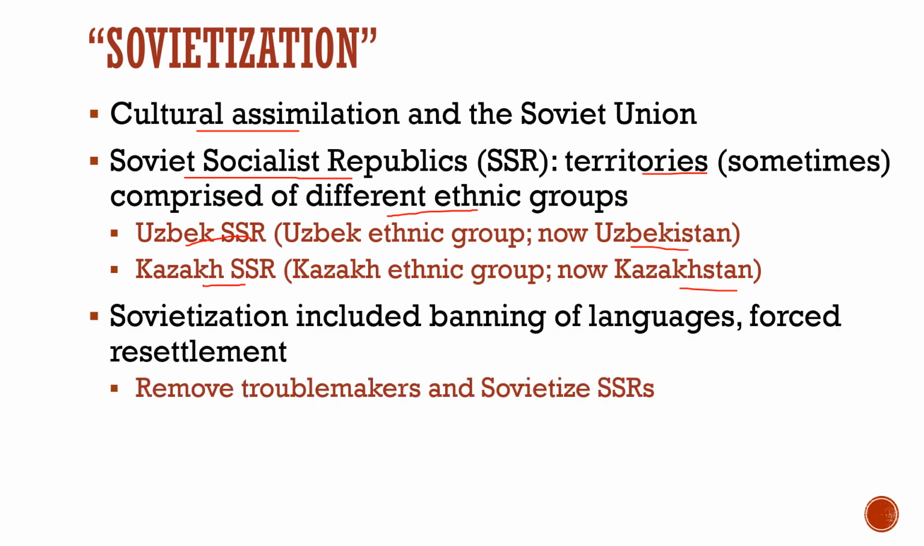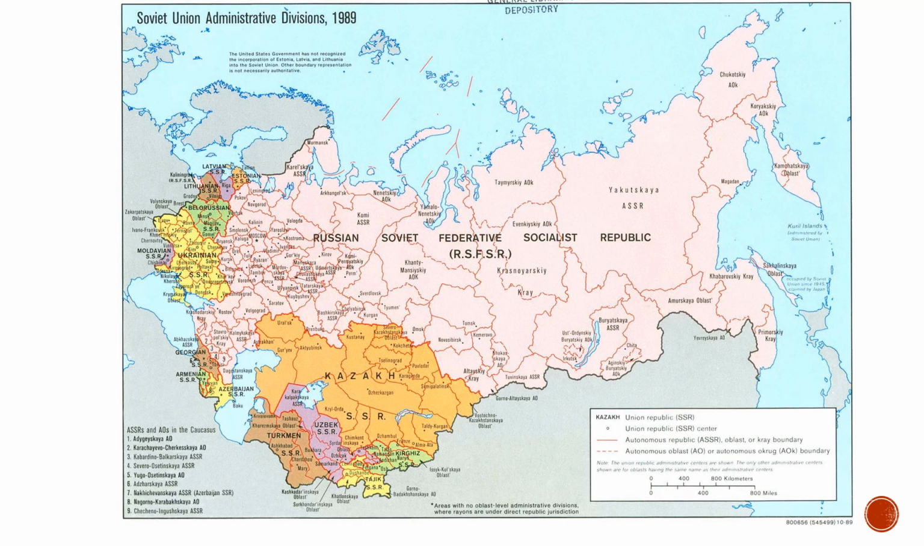So that included banning of languages and enforced resettlement, removing troublemakers to Sovietize the SSR. They wanted everyone in these territories to be the same. So you either conformed or you got out, or your life was made pretty miserable. This was showing where these territories are. Kazakhstan here, this SSR, and then the Uzbek SSR, Uzbekistan. So they've separated themselves.